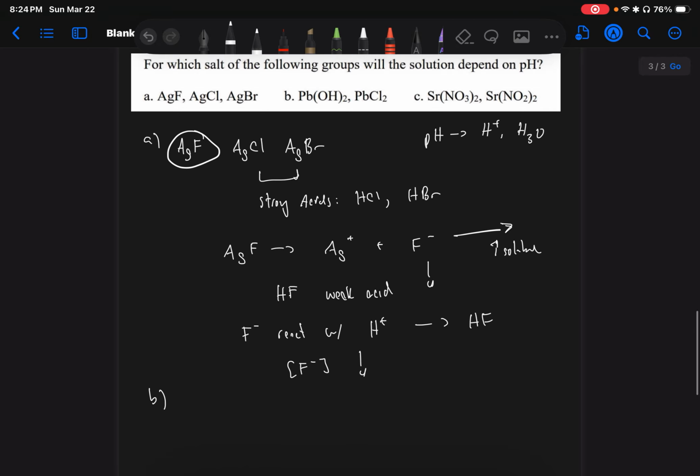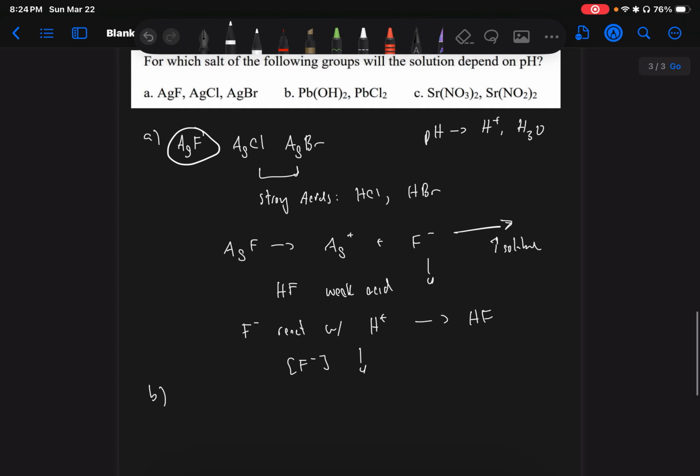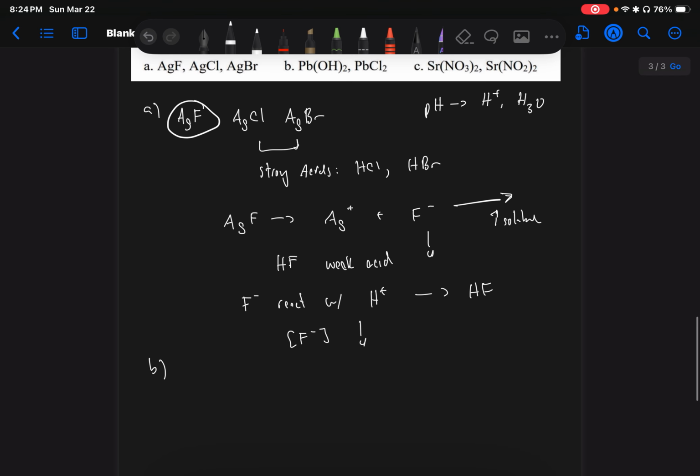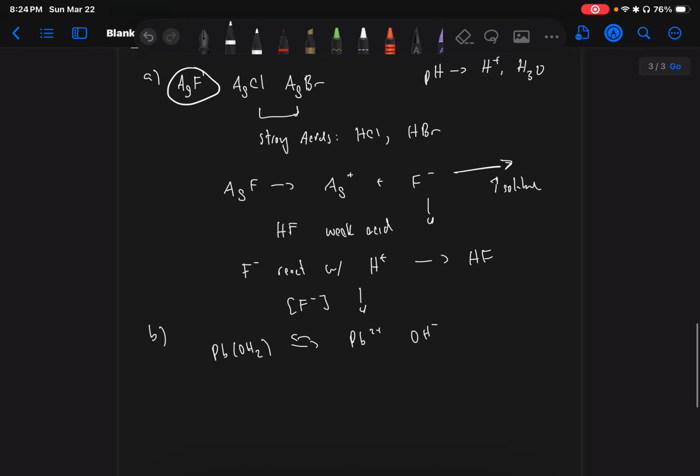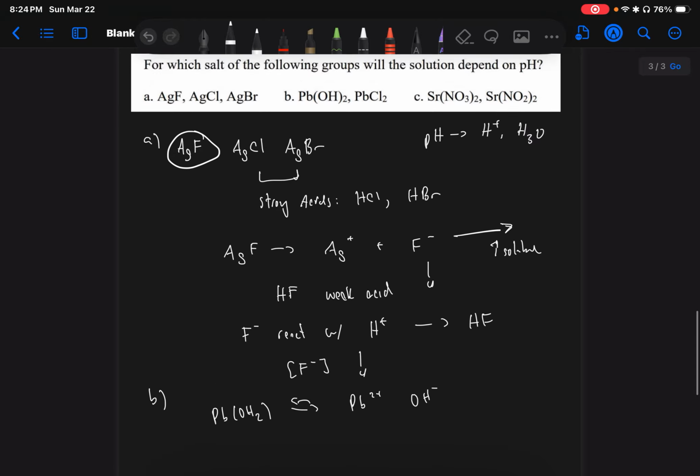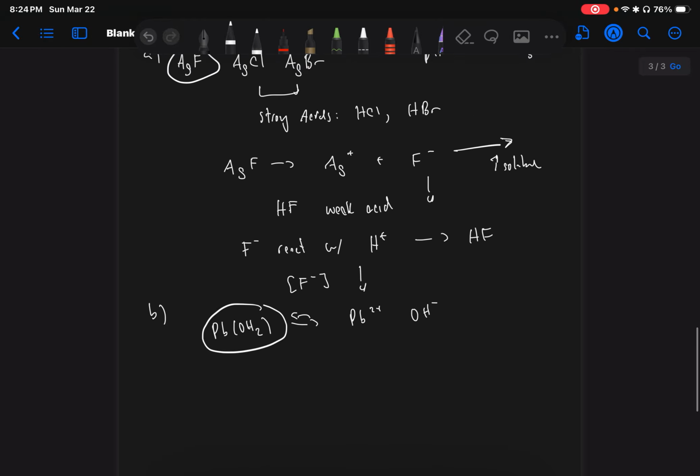Okay, so for question B, would it be Pb(OH)2 or PbCl2? Okay, I think this is pretty easy. I think it'll be Pb(OH)2, because just by writing it out, we could see that if we have a higher pH, we'll have a different concentration of OH, so it'll have to be Pb(OH)2.